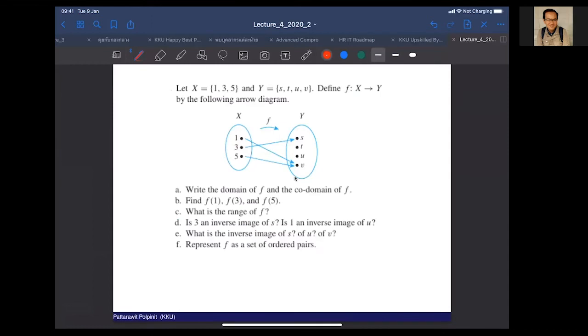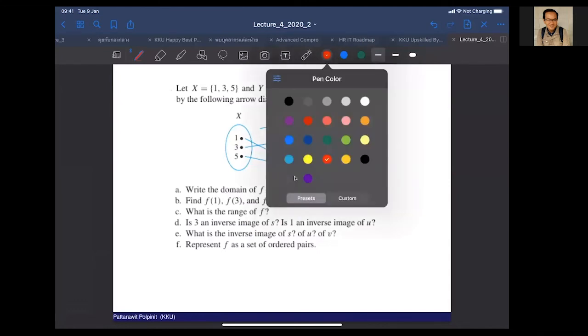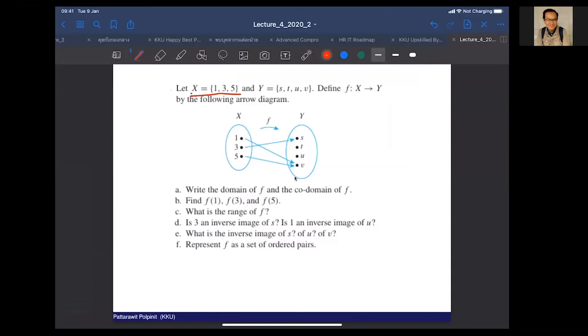So let's say that X is the set 1, 3, and 5, and then Y is the set S, T, U, and V, okay? And F is the function that maps from set X to set Y, as the following diagram shows here, okay? So you can see 1 is mapping to V, 3 is mapping to S, 5 is mapped to V, okay?